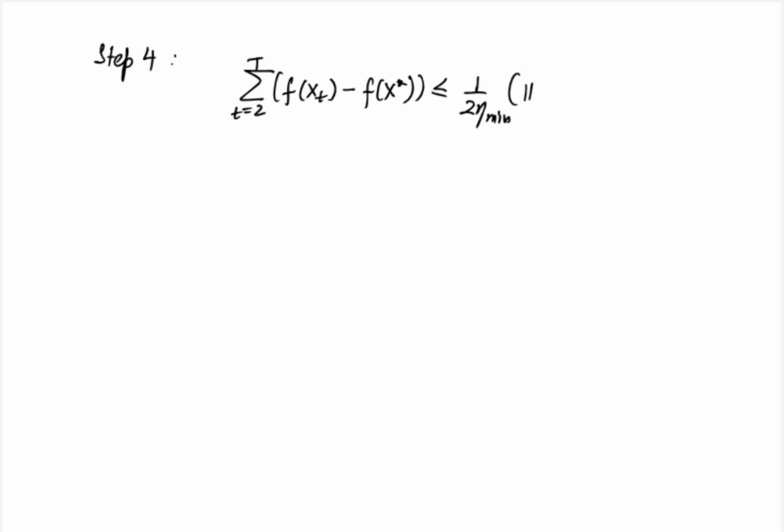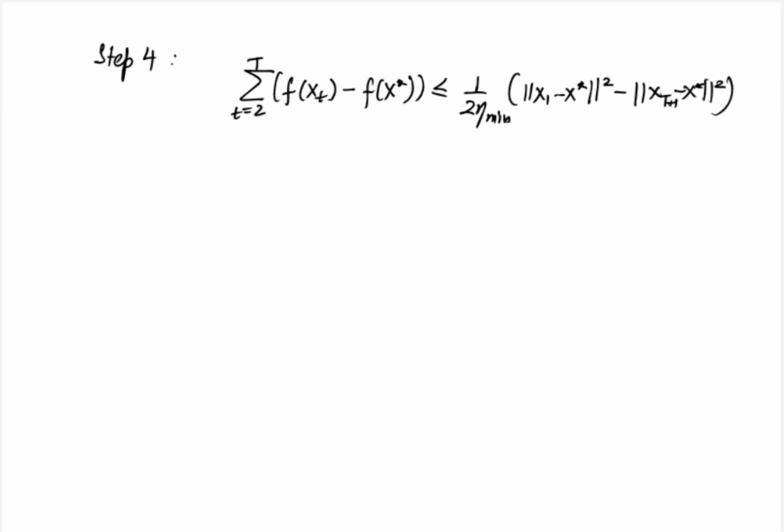So finally, step 4 is the application of the telescopic sum as before, so as to yield the sum over t equal to 2 to capital T. So here we have a sum from 2 to T of f of xt minus f of x star, less than or equal to 1 over 2 eta min times the norm squared of x1 minus x star, minus the norm squared of x capital T minus x star. Here we summed from 2 to capital T because we do not have f of x1 on the left.